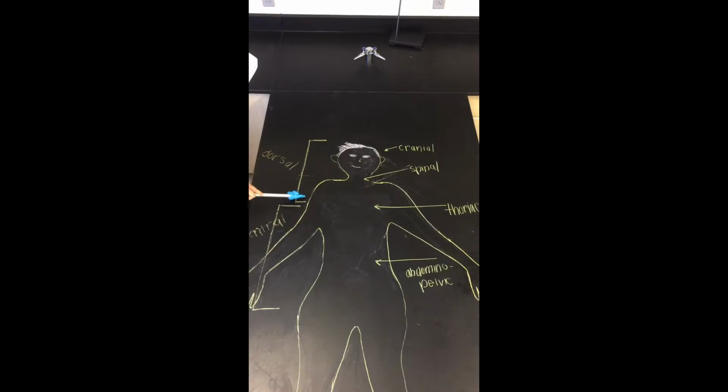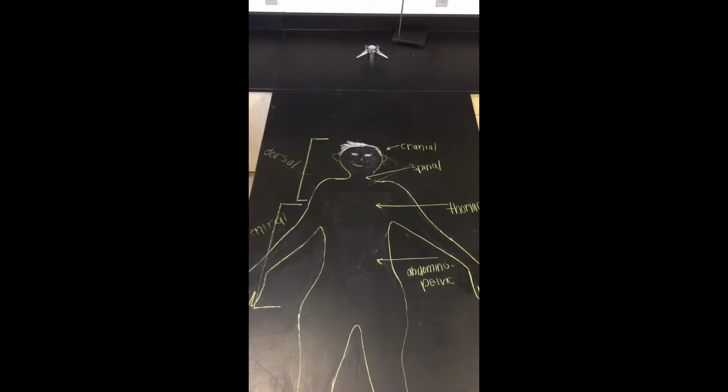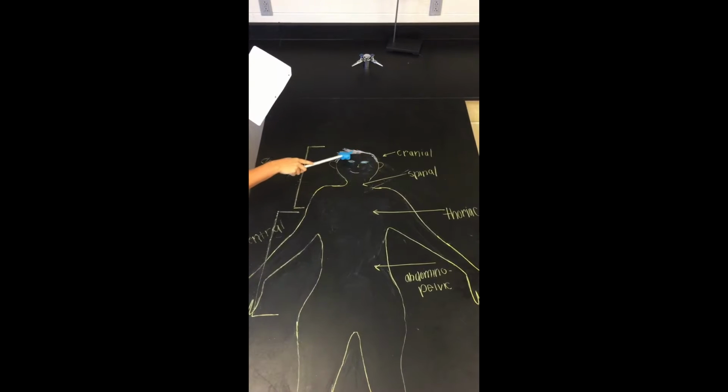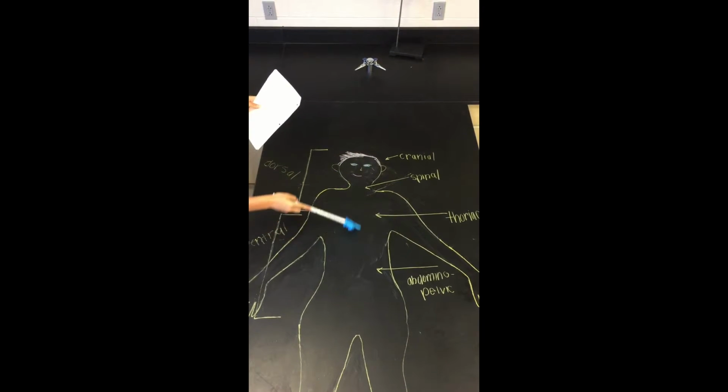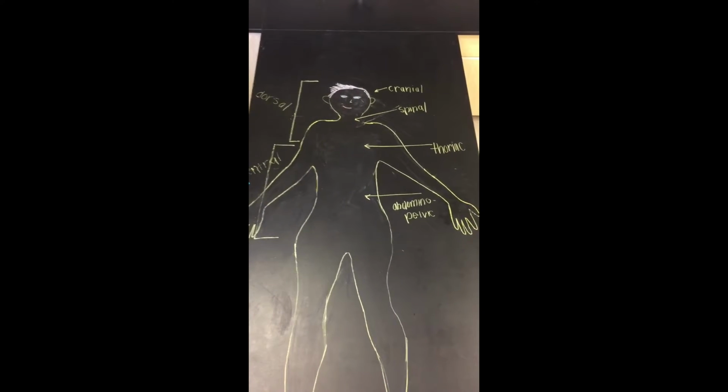Your dorsal body cavity is meant to protect the nervous system. There are two subdivisions of the dorsal body cavity, the cranial and the vertebral spinal cavity. The cranial is within the skull and it encases the brain, and the spinal cavity runs within the vertebral column and it encases the spinal cord. The ventral body cavity contains the internal organs.